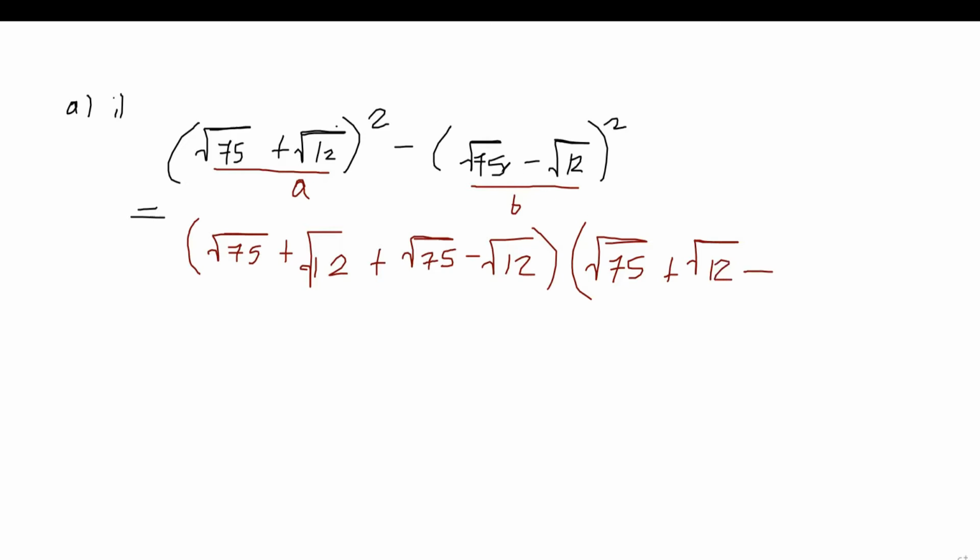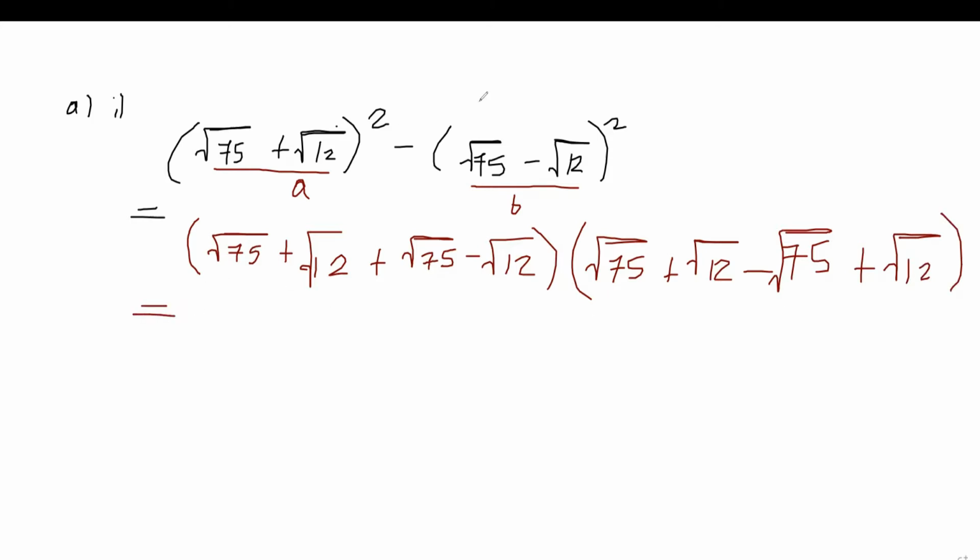minus B now. Minus would be minus all of this. So it would be minus root 75, and then minus and minus become plus. So then this would become plus root 12, right? You agree with this? Nice. So all we need to do is simplify this now.